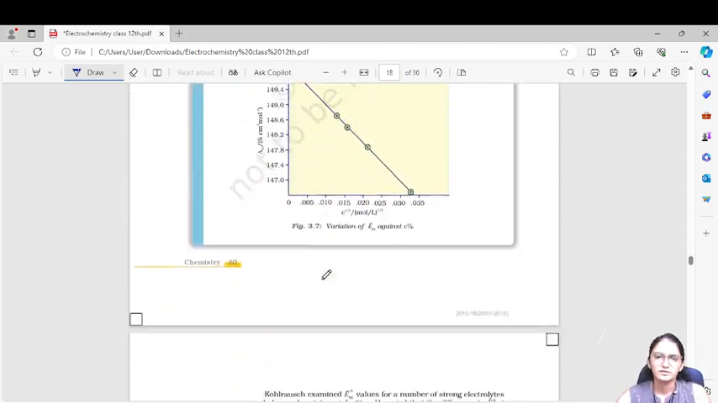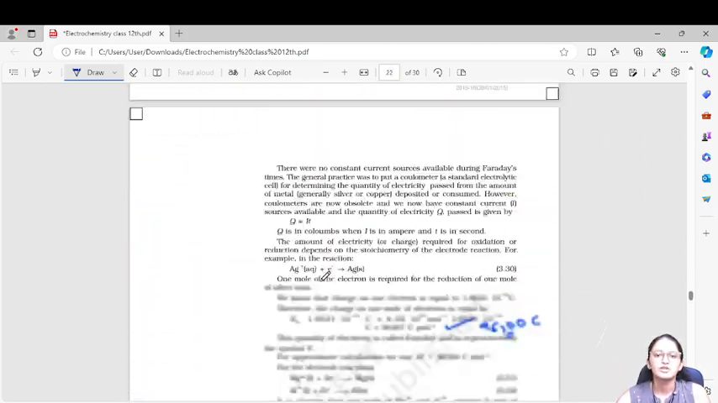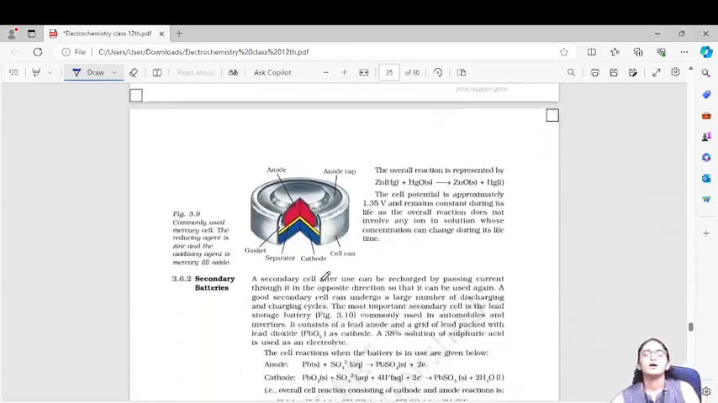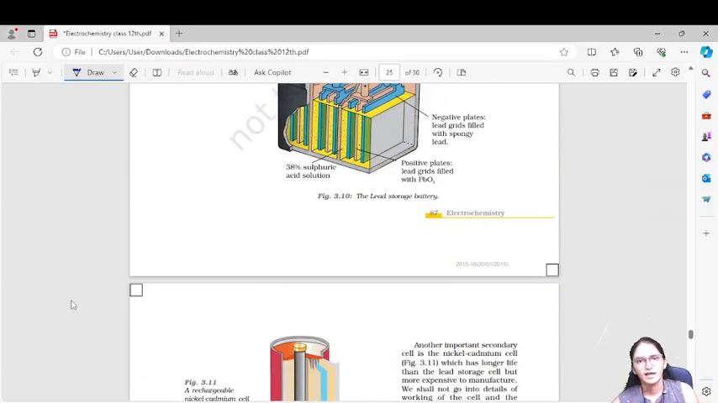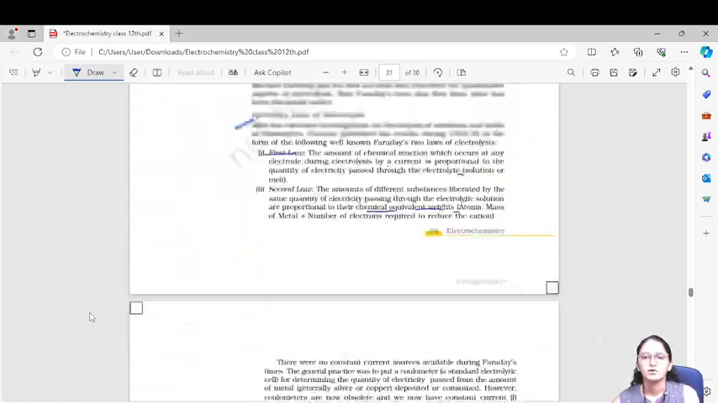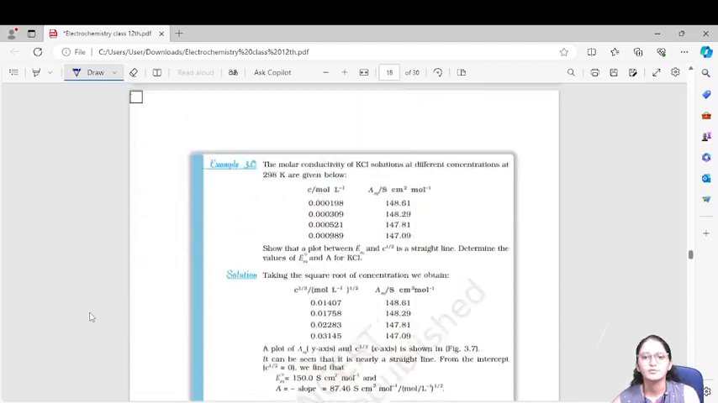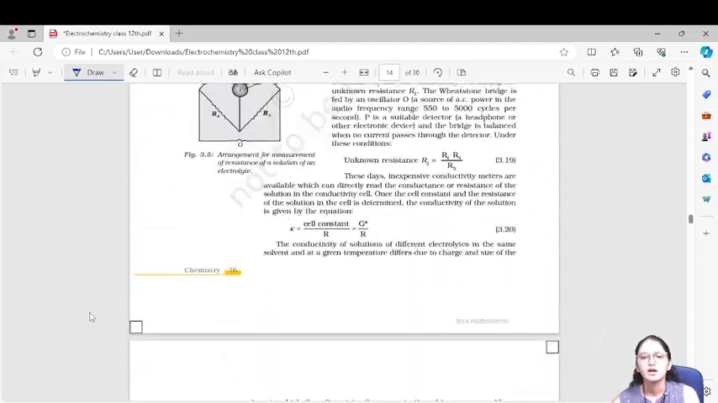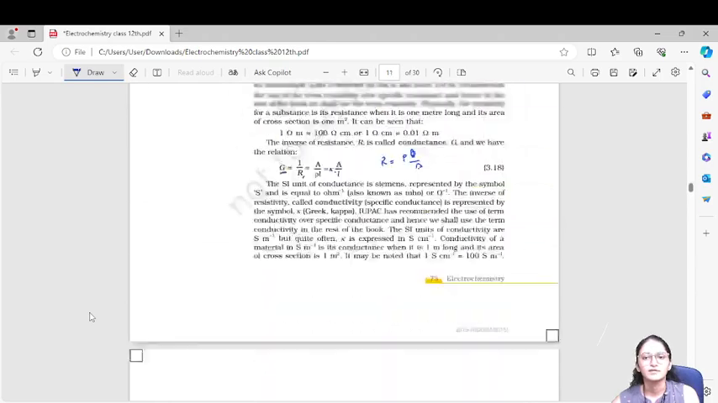So from the electrochemistry chapter, what is important? First of all, you need to know about the galvanic cell, that is the Daniell cell. Problems are asked on the Nernst equation, equilibrium constant, and Gibbs free energy. These are the most frequently asked problems, which we have to practice and solve. Then molar conductivity and conductivity are also asked, then the graph of molar conductivity variation.